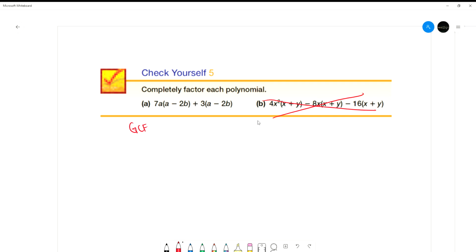It would be A minus 2B. Thank you, Brianna. That's correct. You see how A minus 2B is in both groups right here? A minus 2B, A minus 2B. So that's the GCF, right?